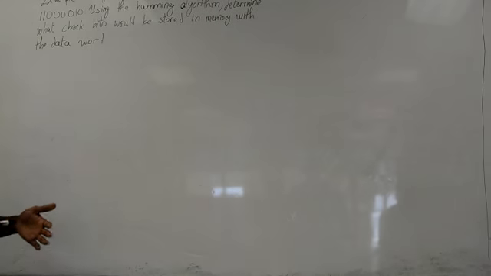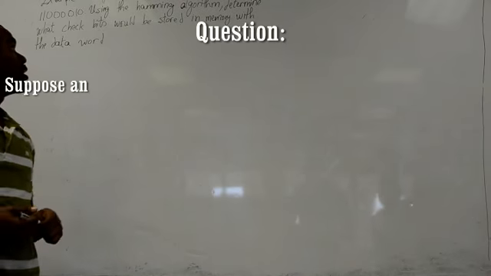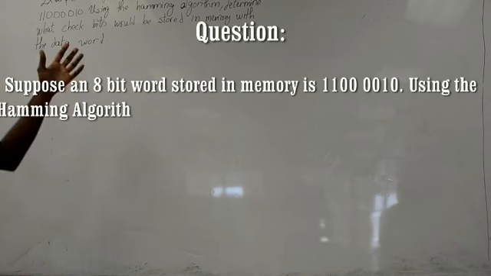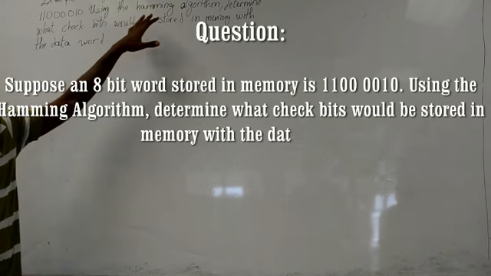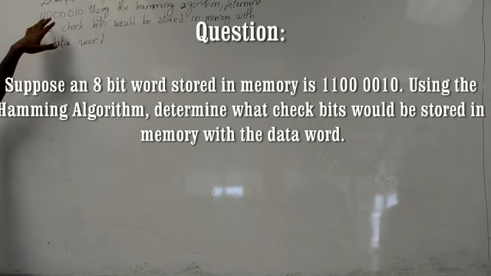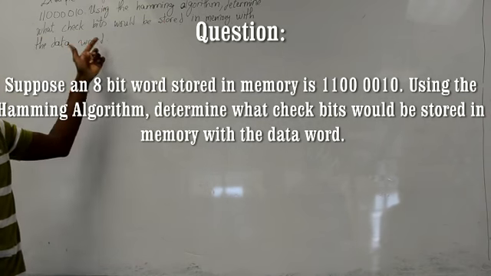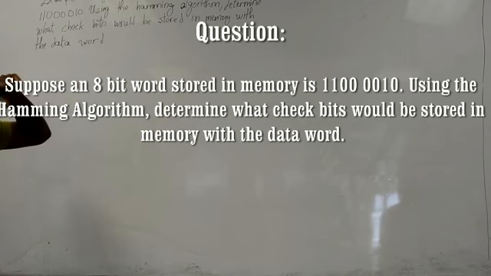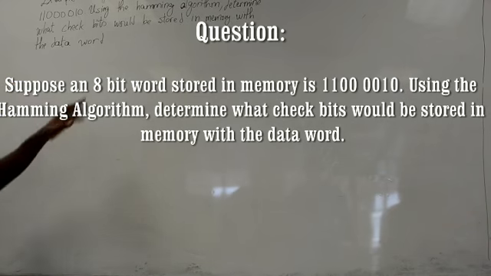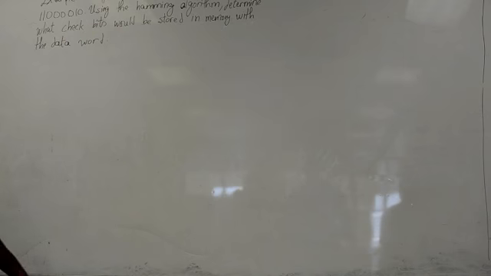So hello, good day or good night to you. We're going to look at this example where we have an 8-bit word stored in memory, and we're going to use the Hamming algorithm to determine the number of check bits required and the check bits required to go along with this word to be stored in memory.